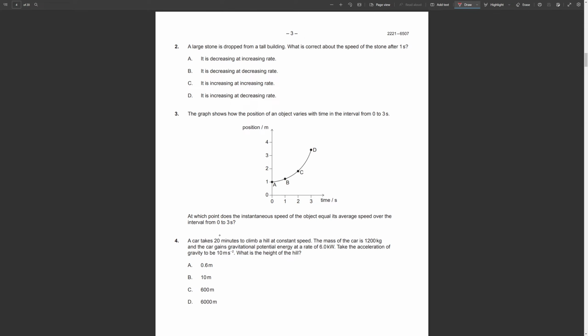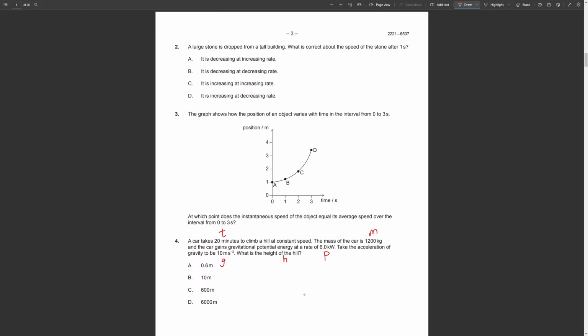Question 4. There is a car. It took a certain time to climb a hill at a constant speed. The mass is 1,200 kg. The rate of GPE transfer is 6 kilowatts. The gravitational acceleration is 10. And the question is the height of the hill.